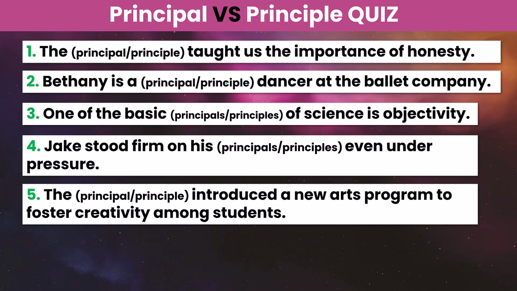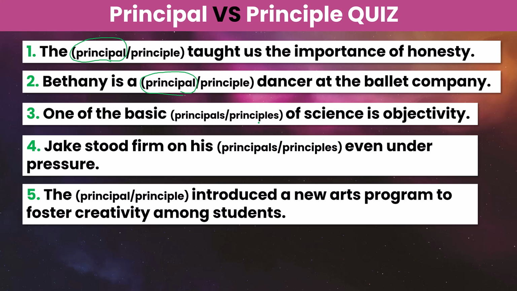So let's answer these together. Number 1, the correct answer is principal ending in PAL. And that's because principal is the noun referring to the head of a school or organization. So this is the person who taught the importance of honesty. Number 2 is also principal ending in PAL. In number 1, principal was a noun. In number 2, principal is an adjective used to describe Bethany as a lead or primary dancer, one of the main dancers at the company.